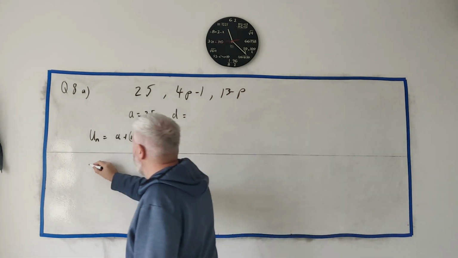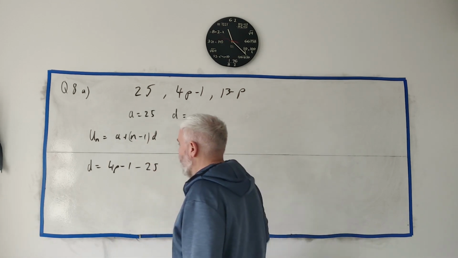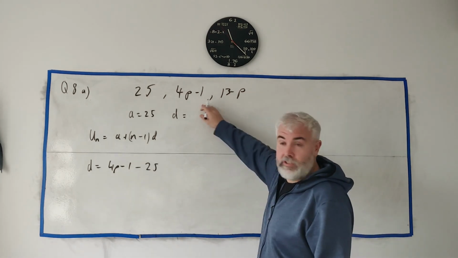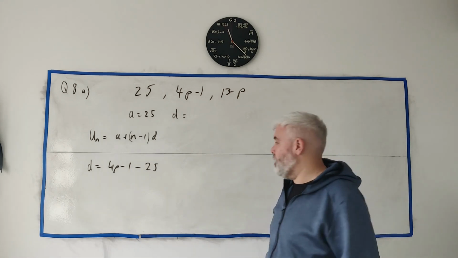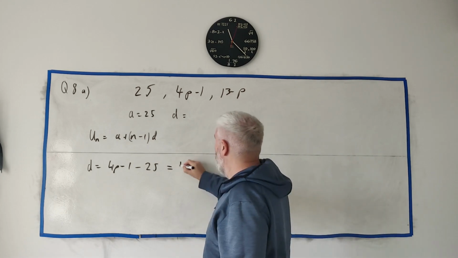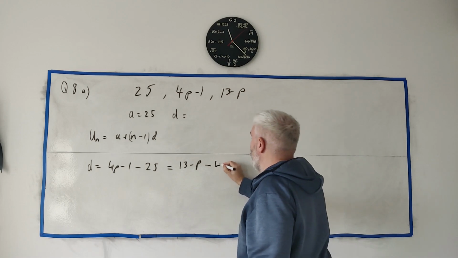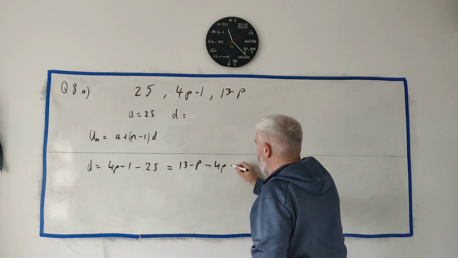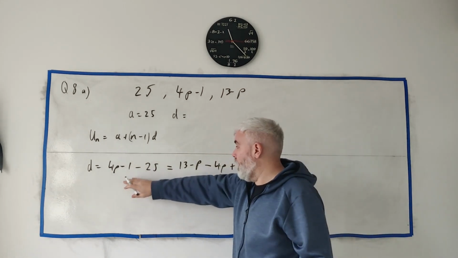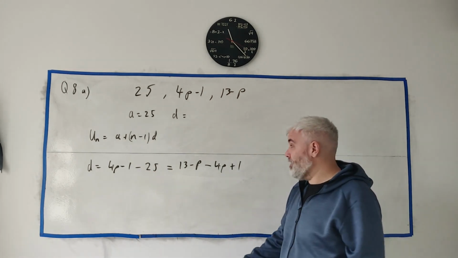So in this case, D is equal to 4p minus 1 minus 25. The problem here is we don't know what p is. But there's another two terms beside each other. So we can say D is also equal to 13 minus p, this term, take away this one, minus 4p, and then minus the 1 plus 1. And if we forget D for a moment, we have an equation here with just p as unknown. So we can solve for that.